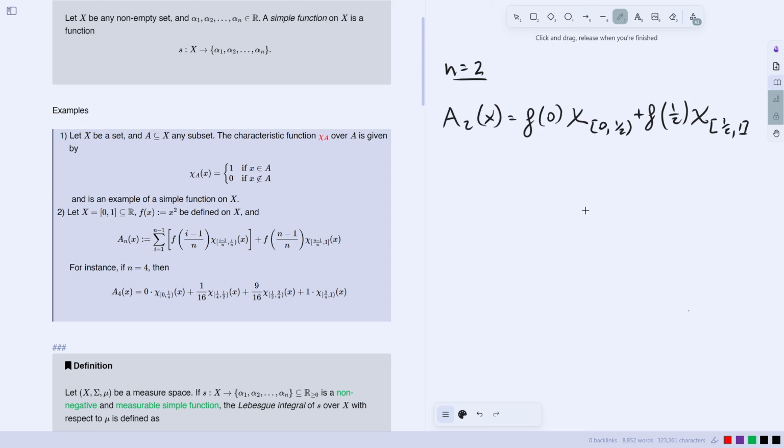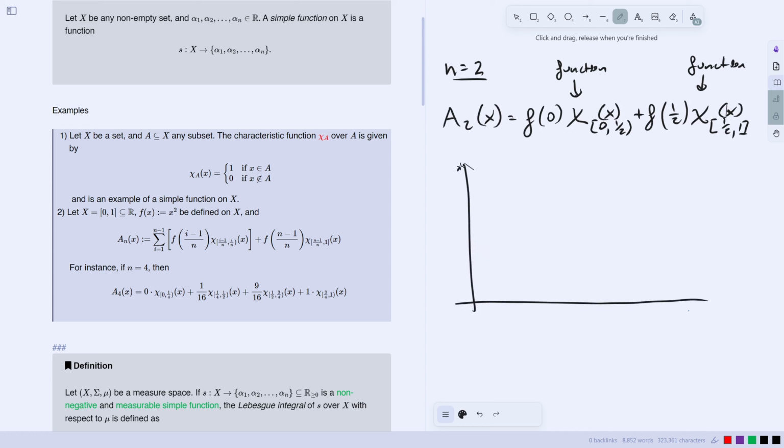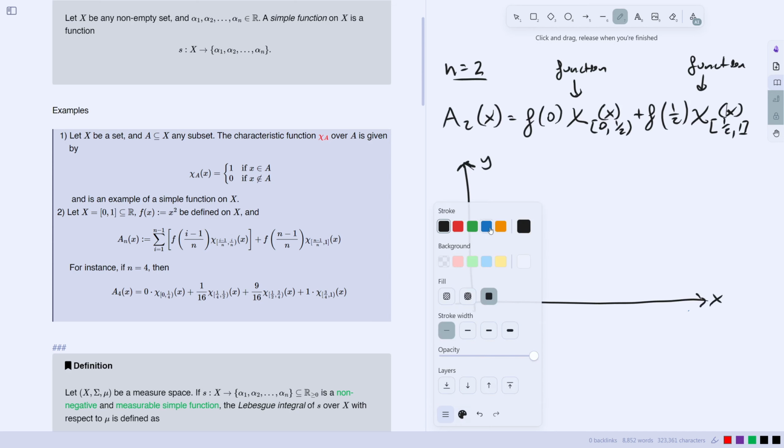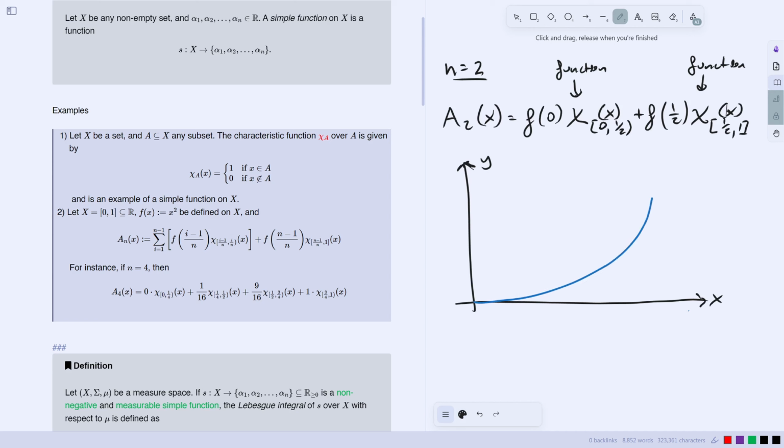I'm not writing evaluated at x, but keep in mind, this is a function. If you see this, you need to be evaluating it at a number x. Maybe I'll just write it for clarity. I know it's not the best, but you can see why I've been typing things up. It'll make things more clear. Now what does the graph of A2 look like? We'll just take the plane. Let's draw x squared in blue.